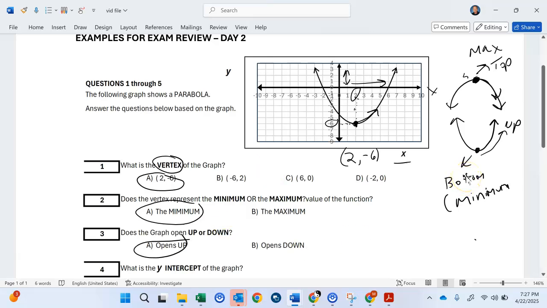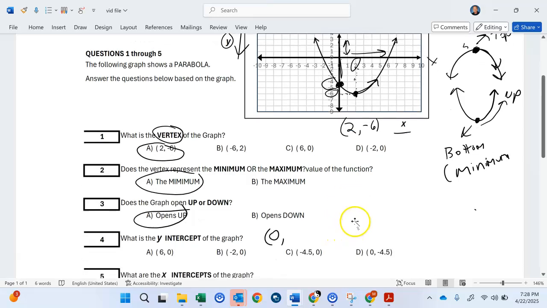Okay. So the next thing is, what is the y-intercept of the graph? That is where the graph crosses the y-axis. Y is the up and down, so that's right here. Where does this graph cross the y-axis? About right there. So the x for that point is always 0. So 0, comma, and then right here, it's hard to tell, but it's between -4 and -5. So let's check the choices. It looks like there's only one, and it's at -4.5. So that's the correct answer because that's in between -4 and -5.